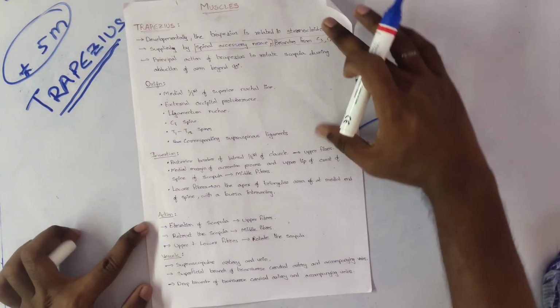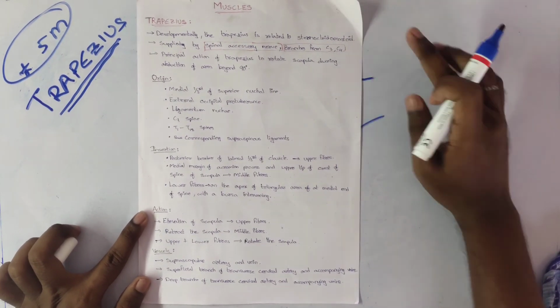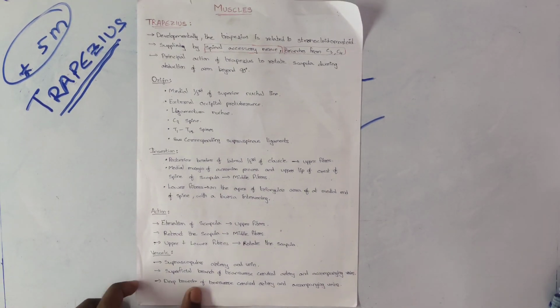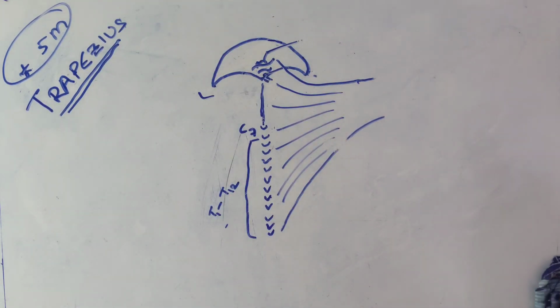This is our notes. Only one page. This question belongs to 5 marks, very important for 5 marks. It belongs to the upper limb muscles, and it is a back muscle.